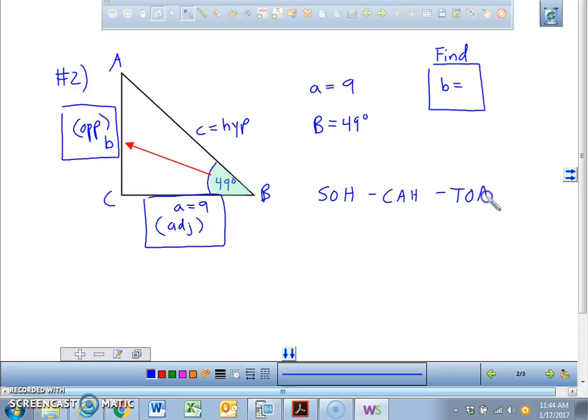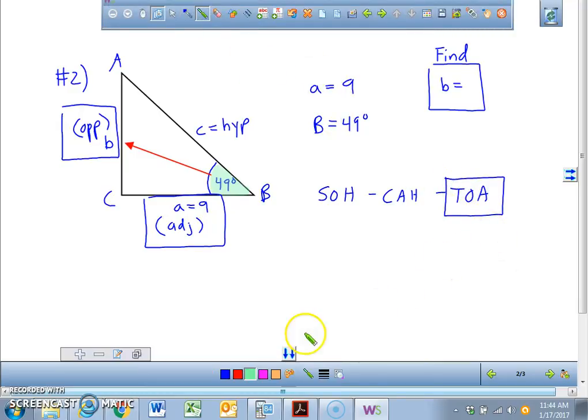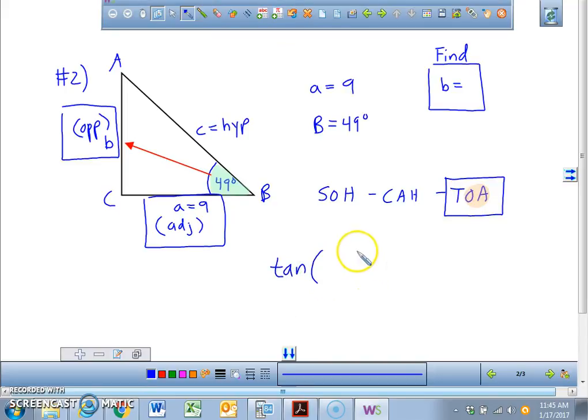SOH, CAH, TOA. Which one are we going to use here? Tangent is correct. Opposite and adjacent. Exactly. The reason we're using tangent is because we have our adjacent side, but we're searching for our opposite side. You have to know how to locate which trig ratio you're going to use. So I'm going to write the tangent of what angle do I have to plug in here? 49 degrees.